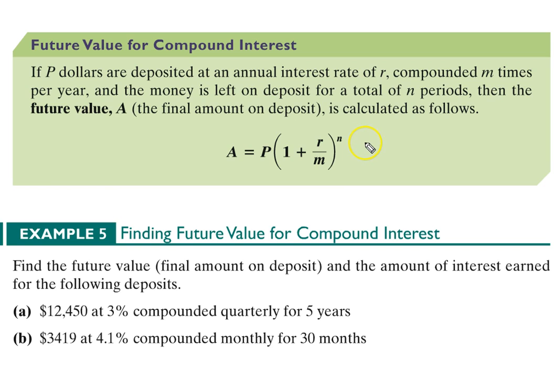So it would be your principal. Let's use, well, the formula is there. So A equals 3419 times 1 plus 0.041 over 12. Now it's going to be compounded monthly. This is 12. But here's the tricky part. It's going to be 12 times. Now you have 30 months.